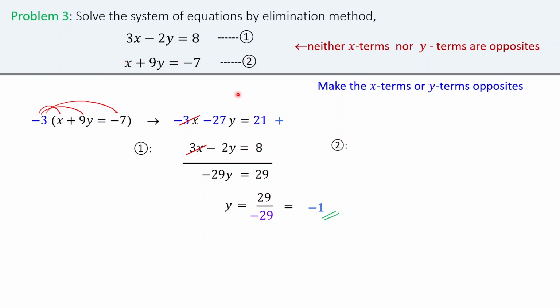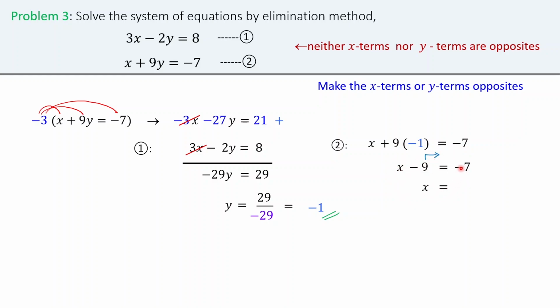So take this equation, x plus 9 times y, where y is negative 1, is equal to negative 7. So x plus 9 times negative 1, which is negative 9, is equal to negative 7. Now isolate x by moving this term to the right.